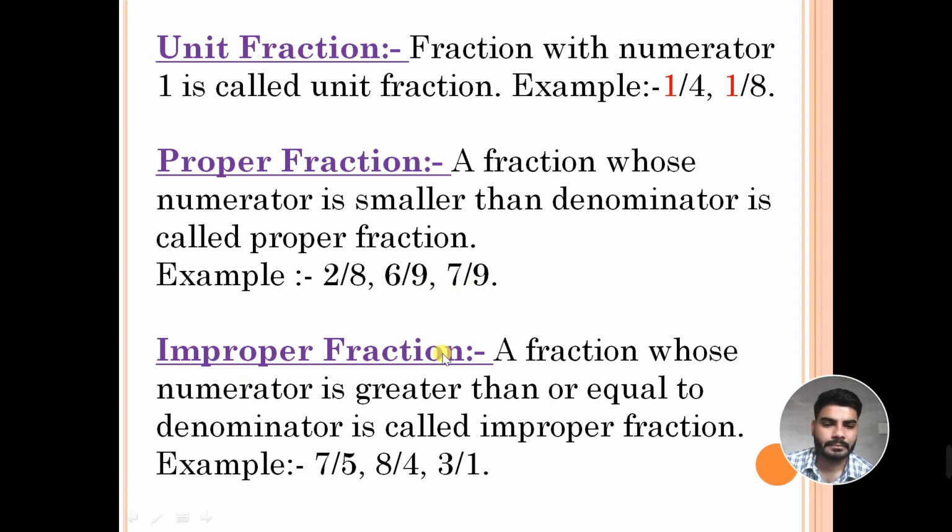Improper fraction. A fraction whose numerator is greater than or equal to the denominator is called an improper fraction. For example, 7 by 5. Here 7 is the numerator and it is greater than the denominator, that is 5. So this is an improper fraction. Now let's see the second example, that is 8 by 4. Here 8 is also greater than 4. So this is also an improper fraction.